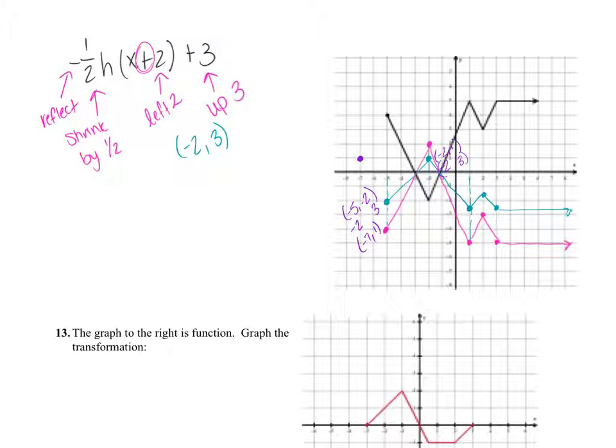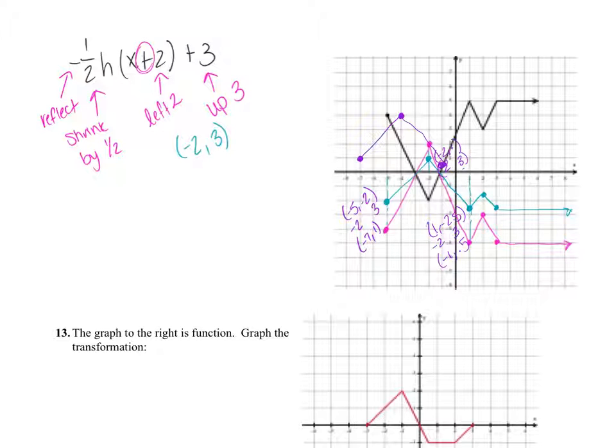So -2 and 2 is 0. 1 plus 3 is 4. Sorry, -4, +4. For here we have 1, -2.5. So again, we're going to subtract 2, add 3, which gives us -1 and 0.5. -1, 0.5. We can go ahead and start connecting.